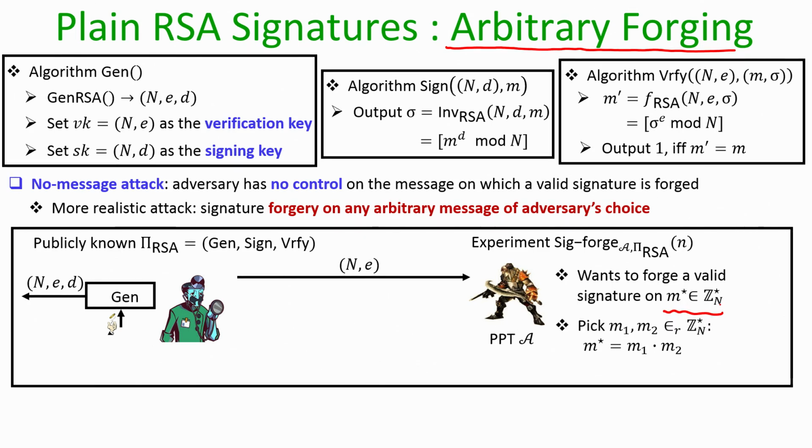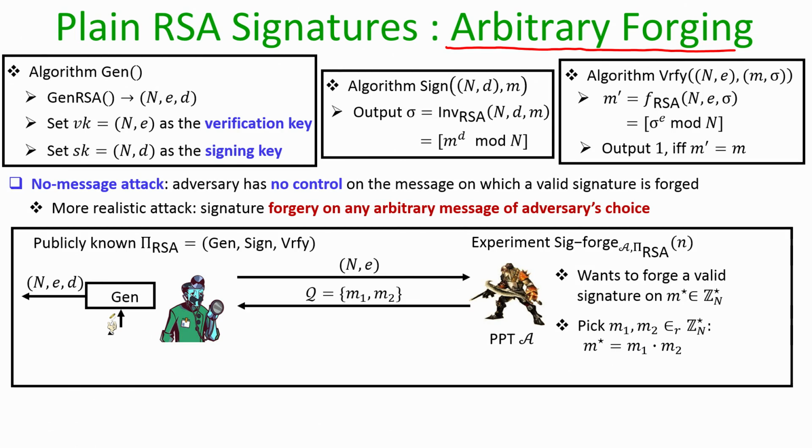What it does is, it picks two messages randomly from the set Zn star such that the product of m1 and m2 modulo n is m star. And how can it pick m1 and m2 such that their product is m star? Well, it can first randomly pick m1 from the group Zn star, which requires a polynomial amount of time, and then it can set m2 to be the value m star multiplied by the multiplicative inverse of m1. That will give it the required m2, which again can be computed in a polynomial amount of time.